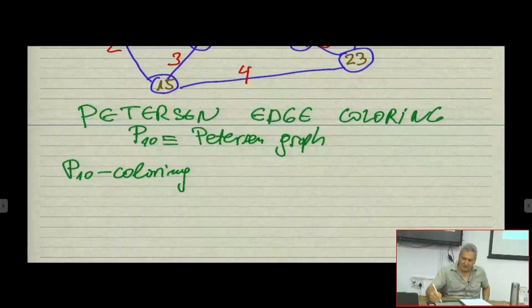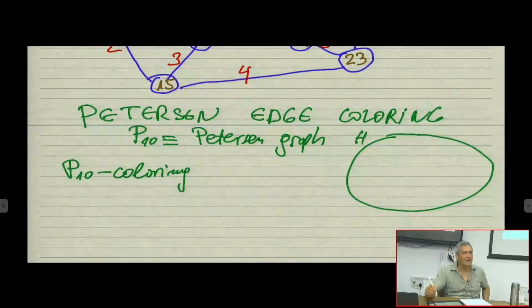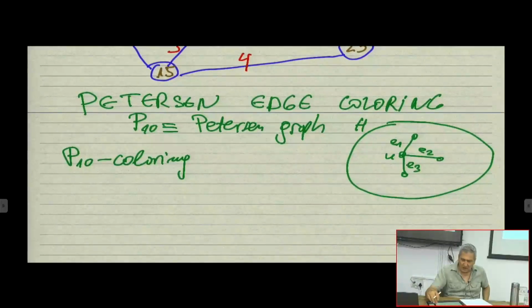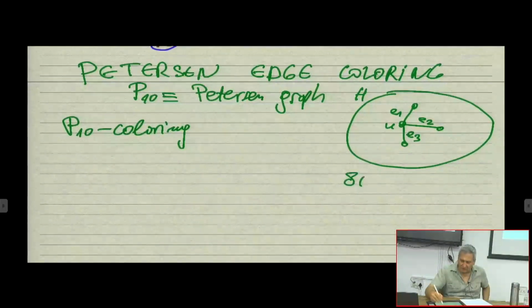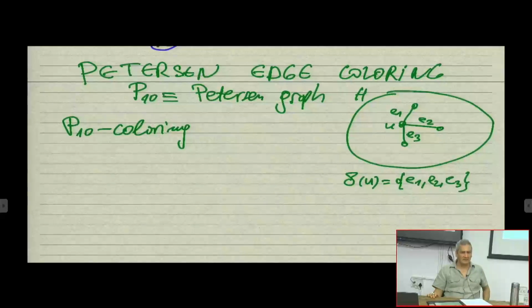One more notation. When we have a graph H, let's say, and this is vertex U and this is its incident 3 edges. We always speak about cubic graphs. I don't know if you use this notation. Delta of U is denoted by E1, E2, E3. It's little delta, okay? Now we define Petersen coloring of a graph.